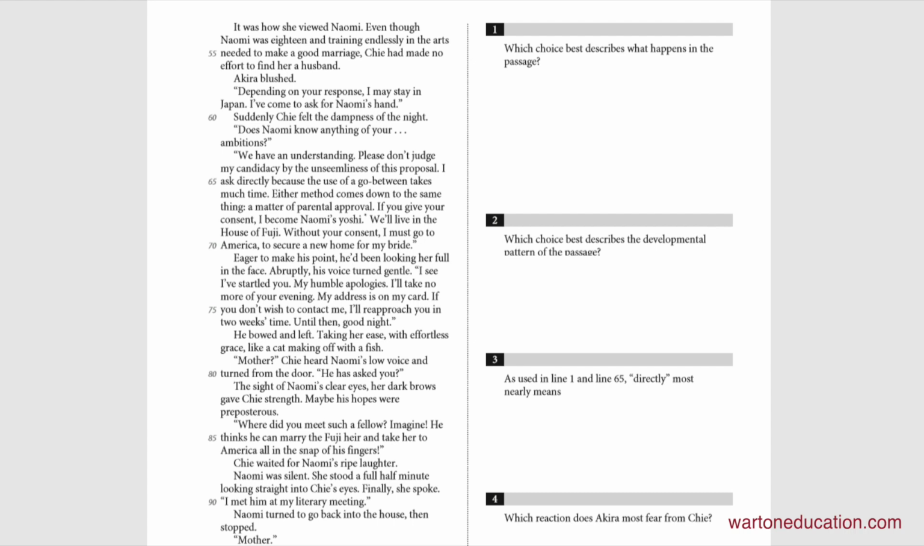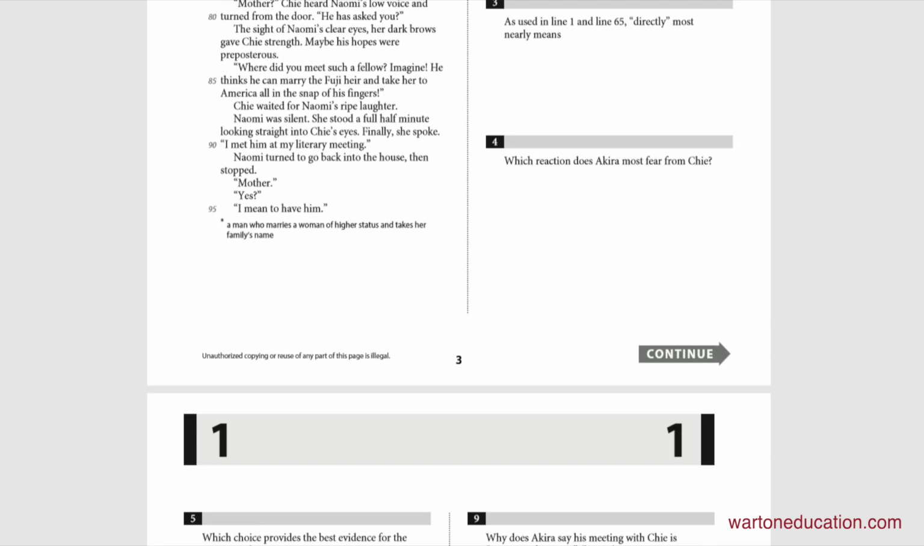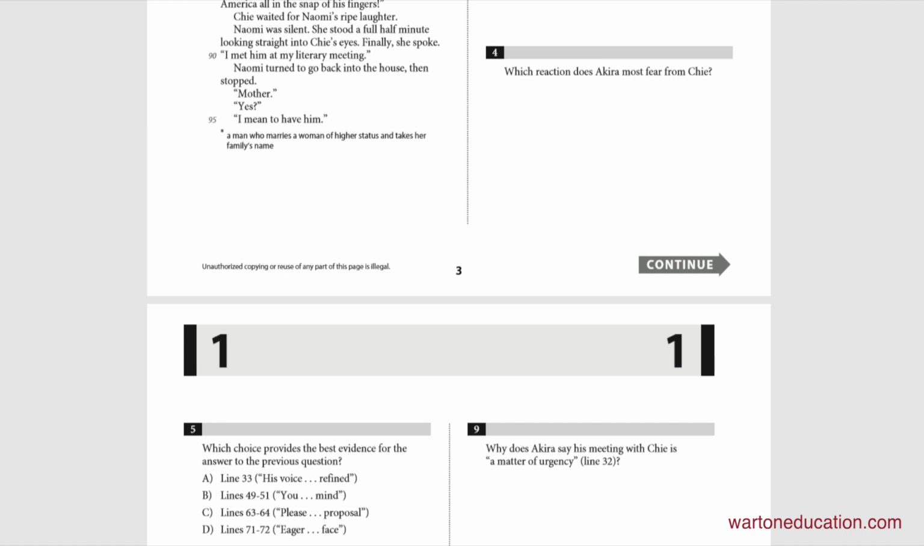Okay, now recall our simplified questions for each of those questions. For question 1, what happens in the passage? For question 3, what does directly mean? For question 4, what reaction does Akira fear from Chie? We don't have a simplified question for question 5 since it's just an evidence question for question 4.